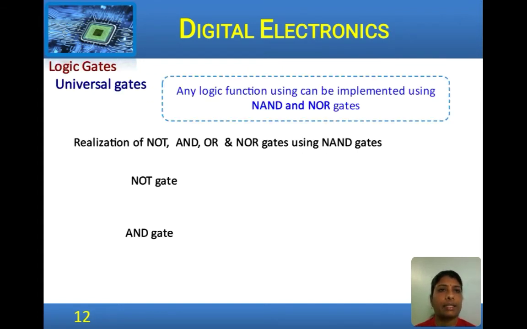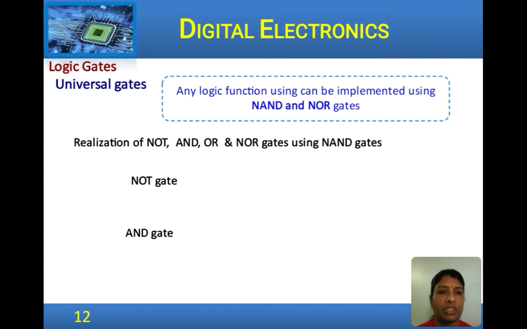Next, the universal gates. NAND gates and NOR gates are called universal gates, and all other gates can be implemented using these gates. So, let us see how to implement NOT, AND, OR and NOR using NAND gates. So, pause the video. First, implement NOT gate and AND gate using NAND gates.